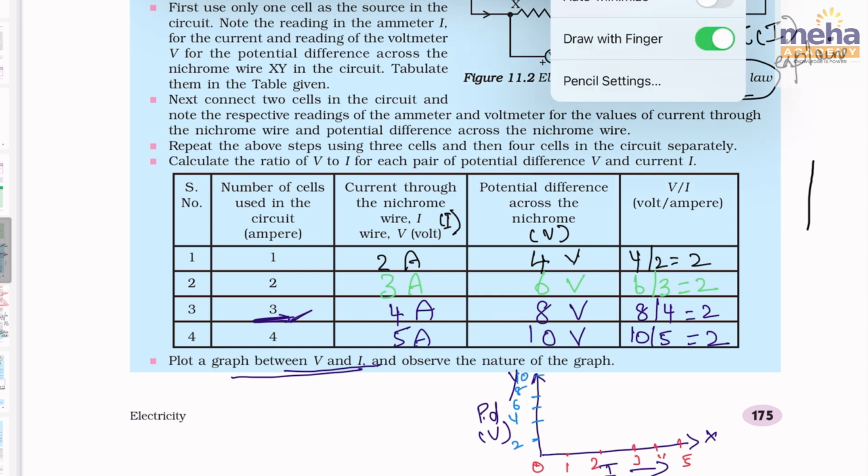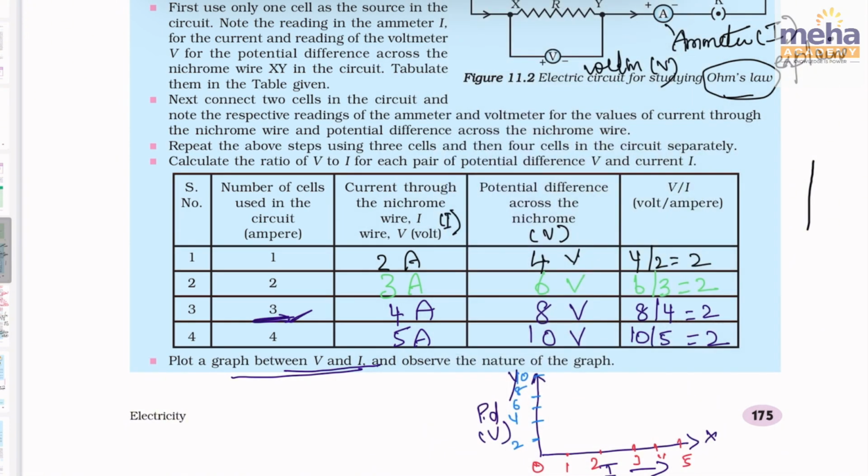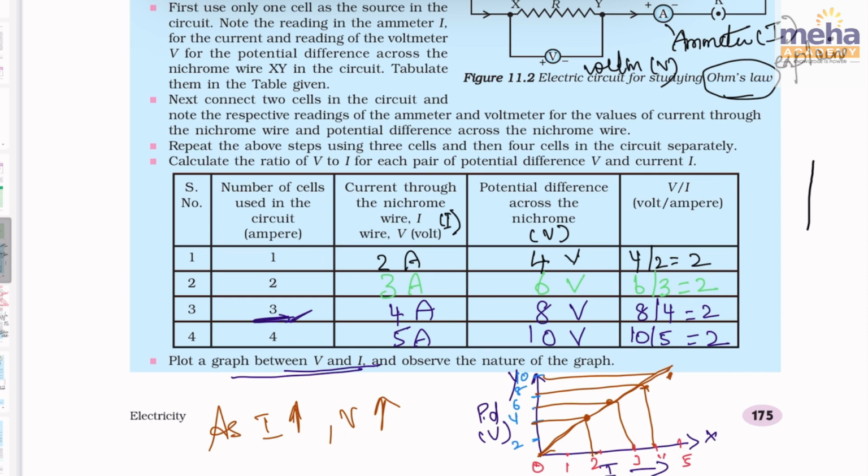So when I want to plot it, for 2 it is 4. 2 is here, 4 is here. 3 and 6. 4 and 8. 5 and 10. So it is a linear graph. What is the meaning? As I increases, V also increases. That's the reason I have a linear graph. So as I increases, my V also will increase proportionally.